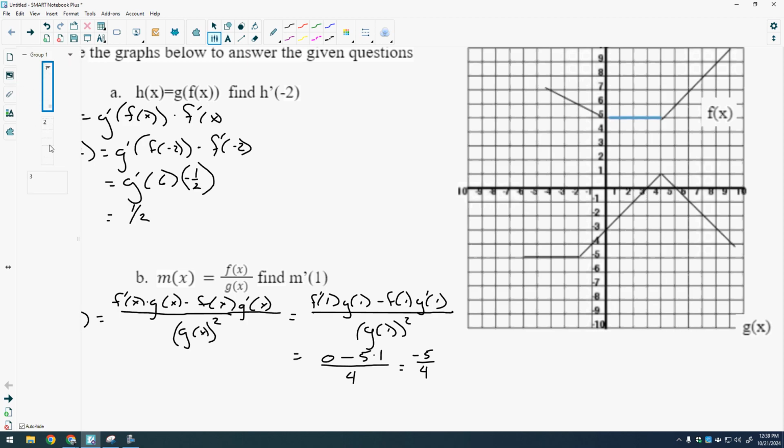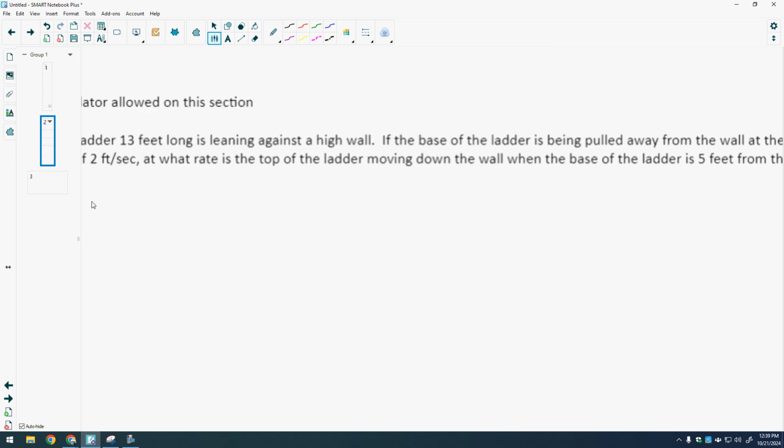Calculator part, page 2. Whole bunch of word problems, related rate problems. If you struggled with the related rates, this will be a great half hour. Well, maybe a great half hour. It'll be a learning, hopefully, half hour.